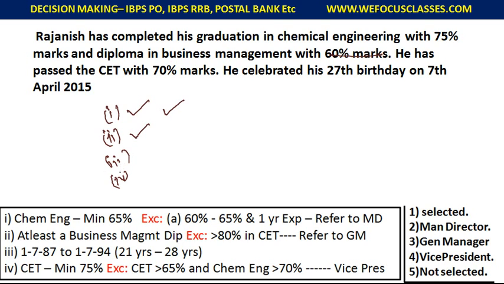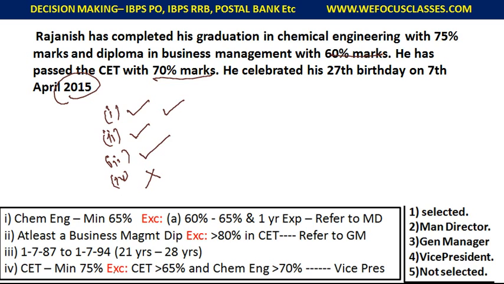So second condition fulfilled. He has passed set with 70% marks, but we have to get a minimum of 75%, but he has got only 70%. So fourth condition he failed. And he celebrated his 27th birthday on 7th April 2015. So still he is 27 years old. So third condition is also fulfilled. Then what we need to do? Fourth condition he failed.